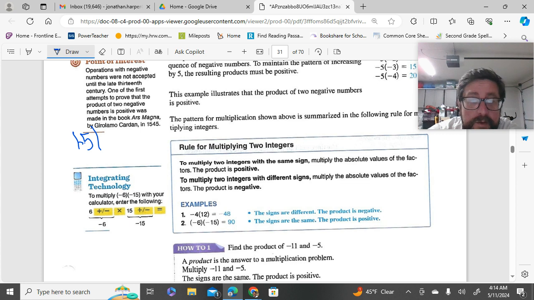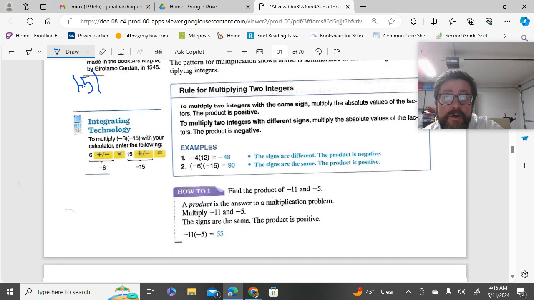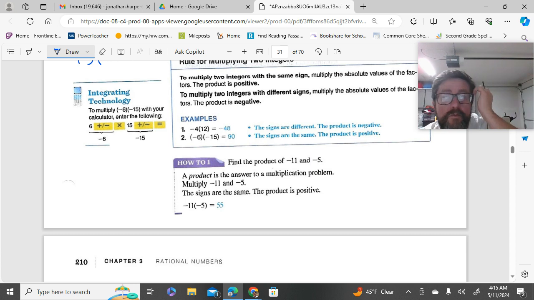So basically what they're telling you the rule is, if you're multiplying two numbers that are of the same sign, they're both negatives, just convert them to the absolute value, which would be positive. So negative 5 times negative 5 is positive 25. And if they're different, it would be negative 5 times positive 5, which would be negative 25.